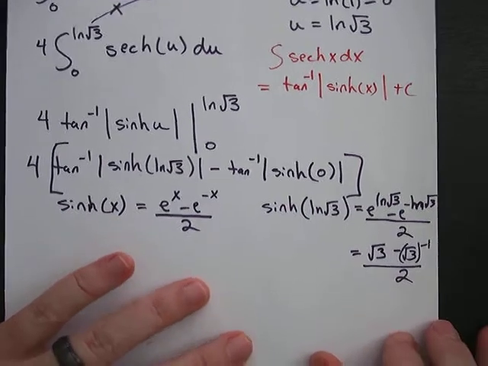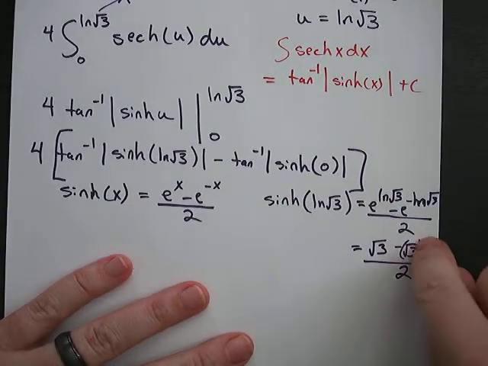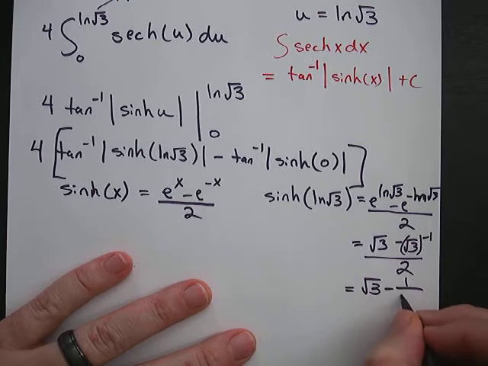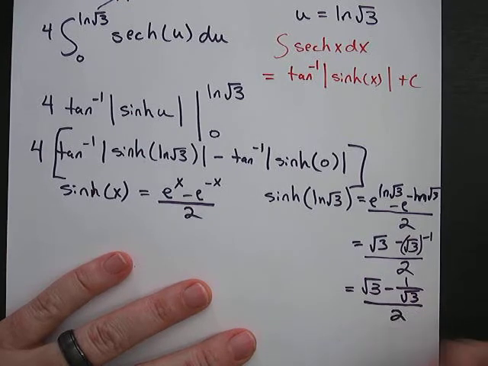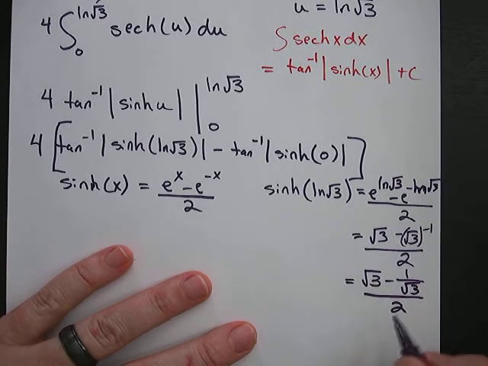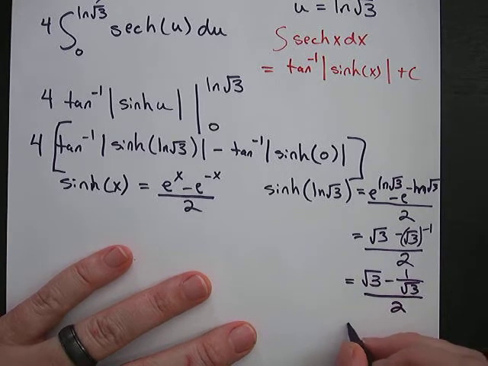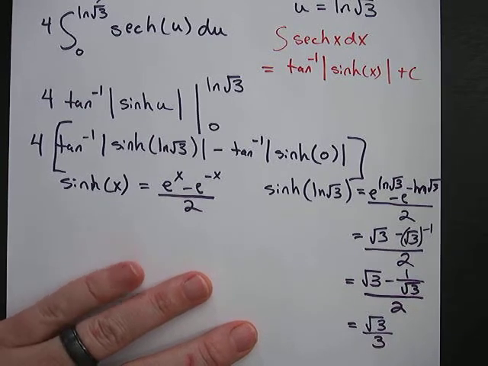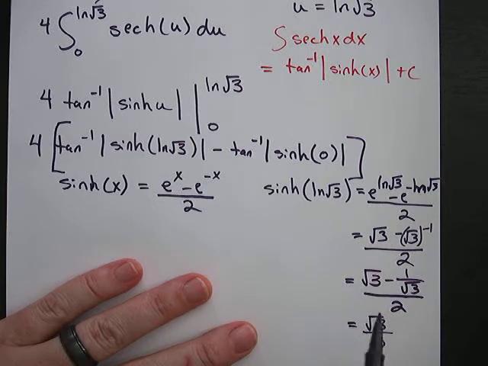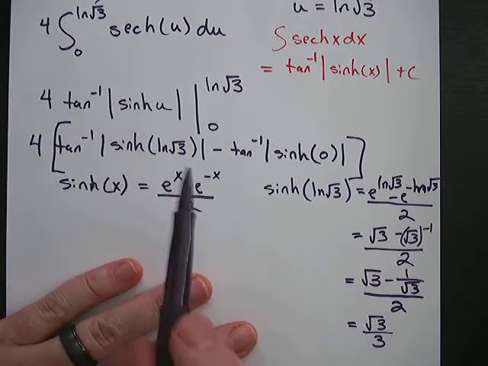Now, square root of 3 to the negative 1 power simply means that you need to put this underneath a 1. Okay, so that will become square root of 3 minus 1 over square root of 3 over 2. And if you combine, find a common denominator and then take care of this 2 on bottom, it's going to eventually reduce into square root of 3 over 3. Okay? So that's what happens when I plug in ln square root of 3 into the hyperbolic sine function. Okay, so that's what I can put right here.